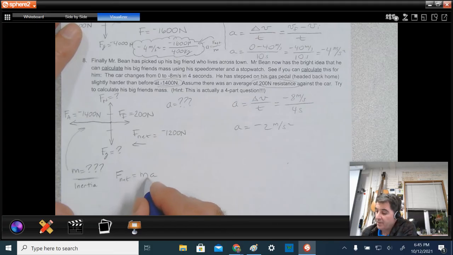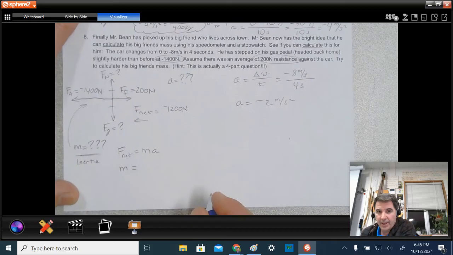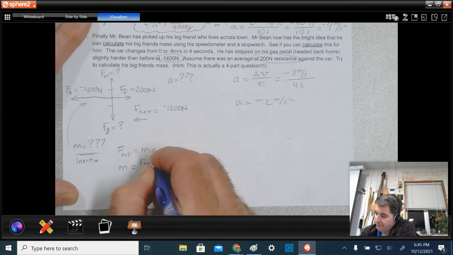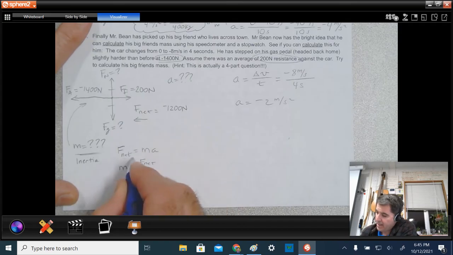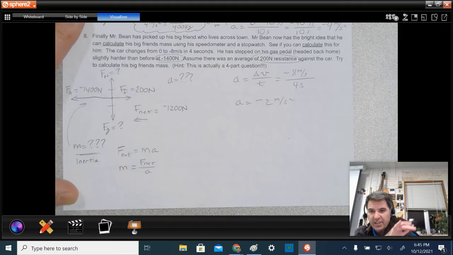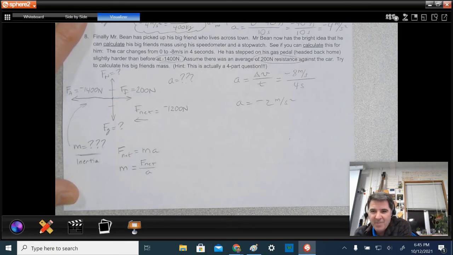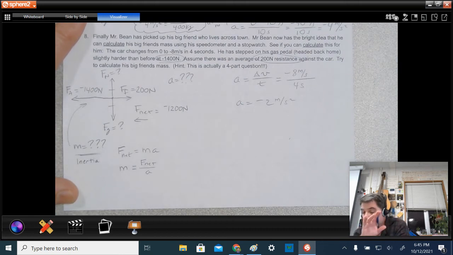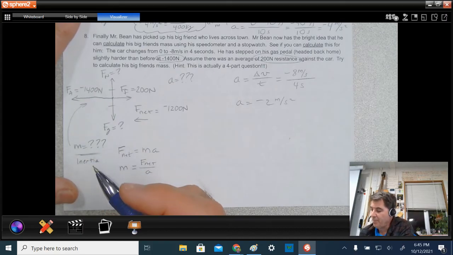I'm going to rearrange this so that mass is equal to the net force, and divide each side by a, and I get m equals F net over a. You don't see that equation written like that very much, but it's just a third variation of Newton's second law equation. It's just rearranged correctly algebraically.